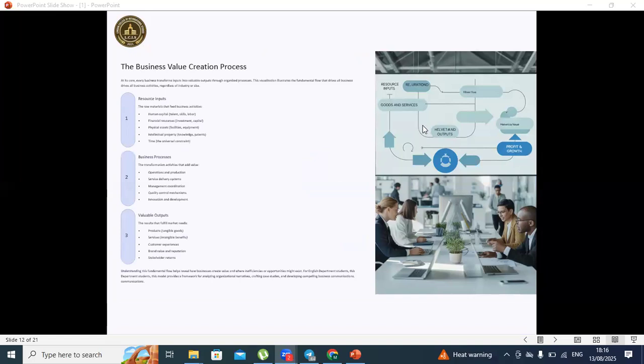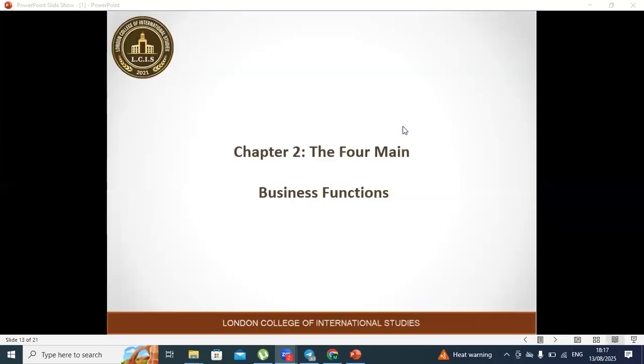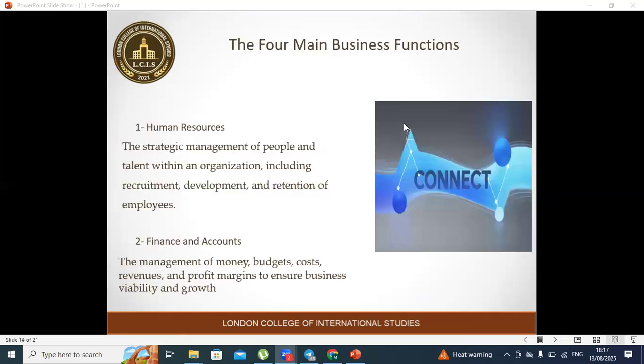The business value creation process, starting from resource inputs, then business processes, then valuable outputs. Now let's go for chapter 2, the main business functions, or the 4 main business functions. The first one is human resources: the strategic management of people and talent within an organization, including recruitment, developing, and retention of employees. I mean HR, the people who will hire people to work.